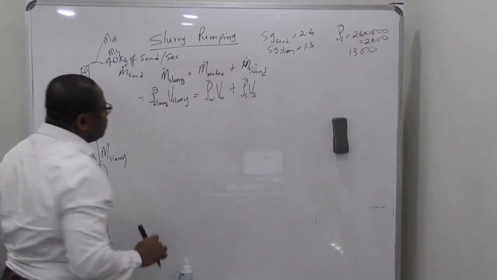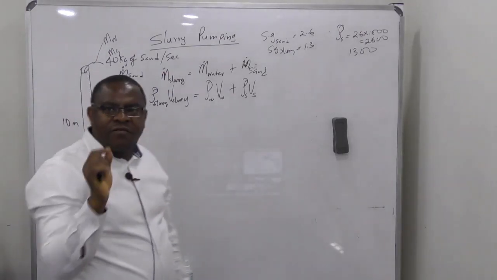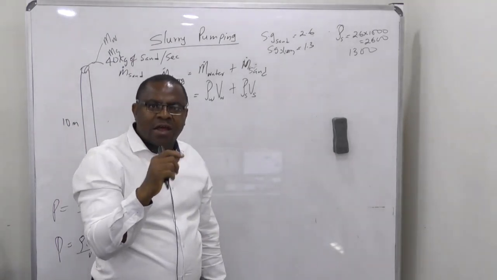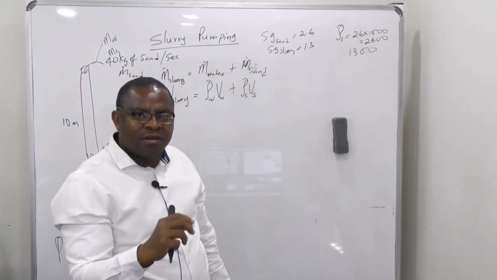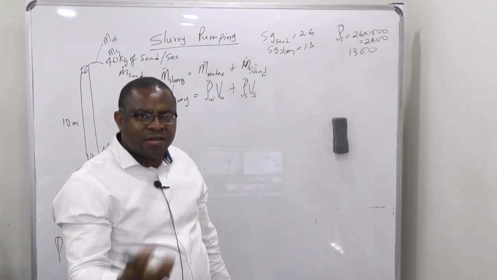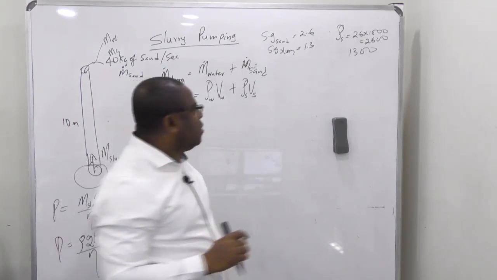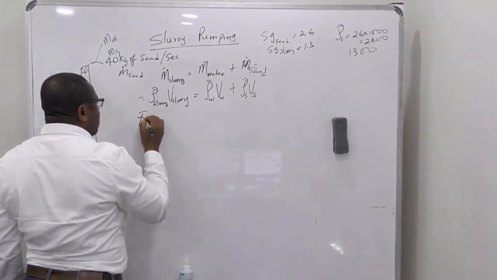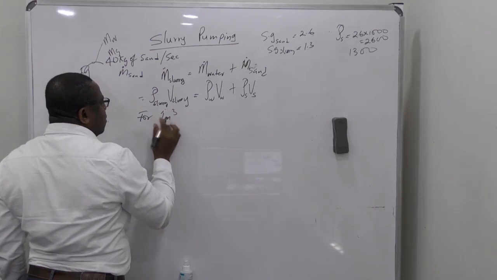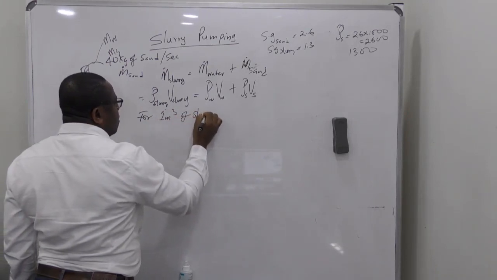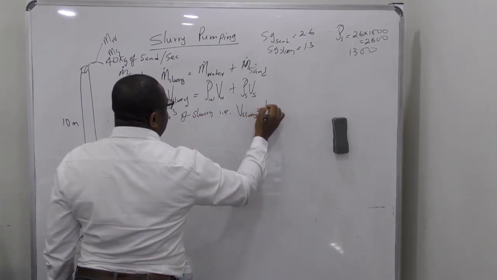Now let's come back here. Before you start solving, the very first thing is you need to consider how much sand it will take to pump for 1 meter cube of slurry. So you just say for 1 meter cube of slurry, that's what we're saying, if V slurry is 1 meter cube.